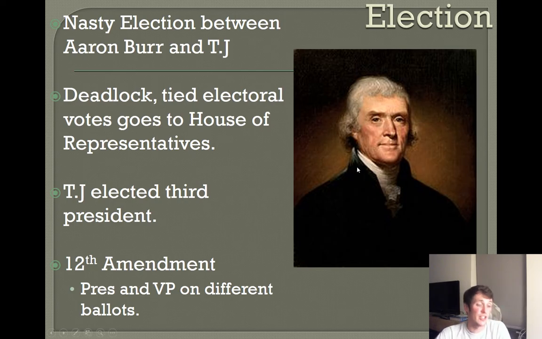And Thomas Jefferson's going to actually create a push for a new amendment, which is going to kind of now separate the differences between president and vice president. That the second place will no longer become the vice president because Jefferson is very not happy with Aaron Burr as his vice president.